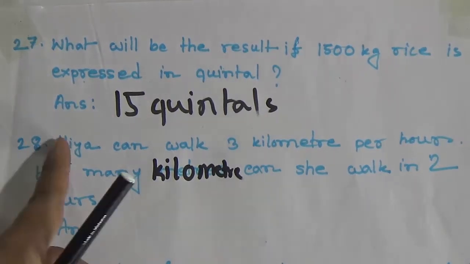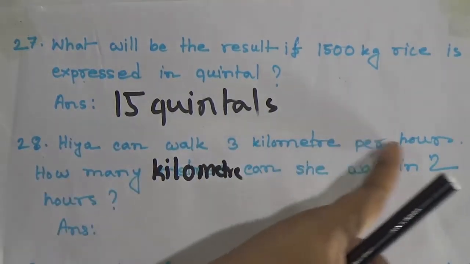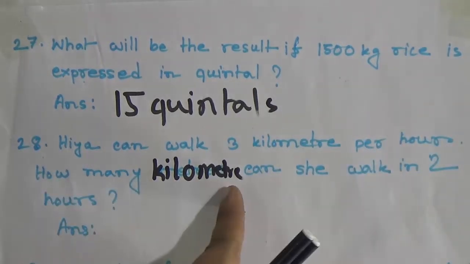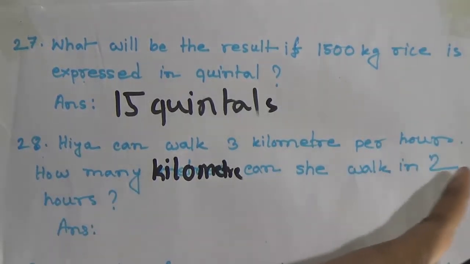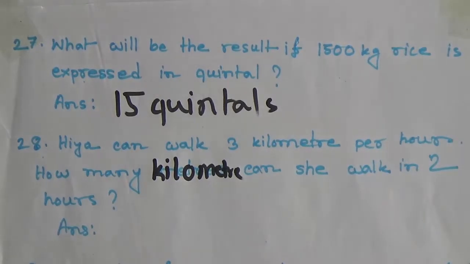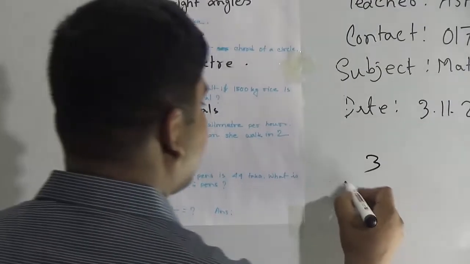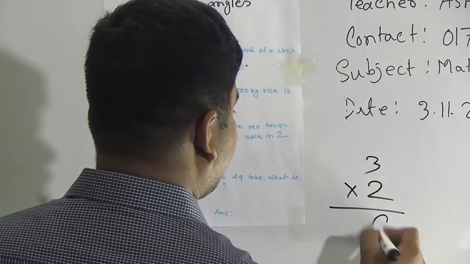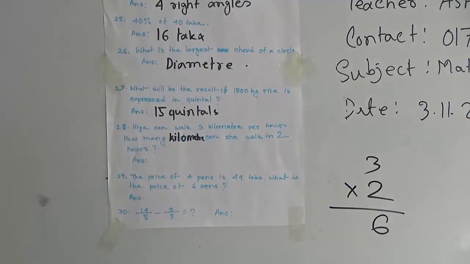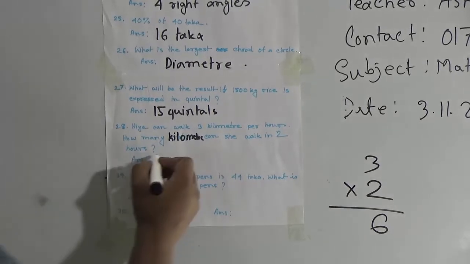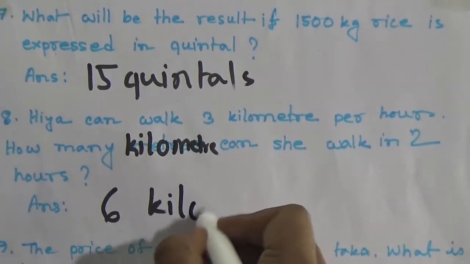The question will be, she can walk 3 kilometers per hour. How many kilometers can she walk in 2 hours? So in 1 hour she walks 3 kilometers. So in 2 hours she walks 3 multiplied by 2, that means 3 twos are 6 kilometers. I hope you have understood. The answer will be 6 kilometers.